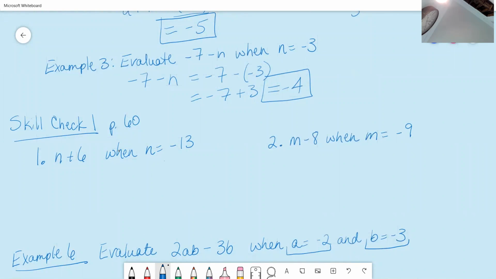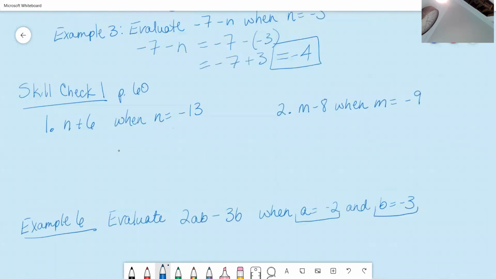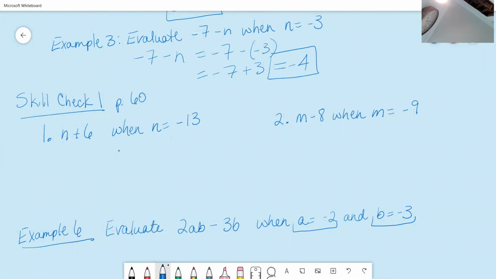Okay, all right, so go ahead and look at the top of page 60. Go ahead and pause the video and try to work out these skill checks on your own, and then start the video back up and let's see how you do.